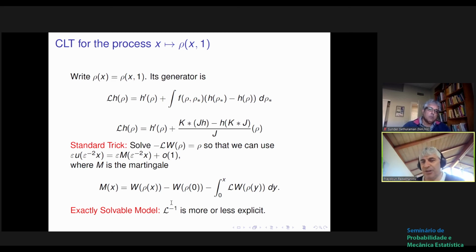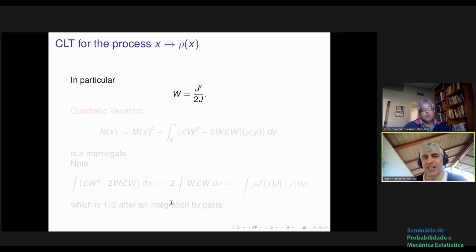Though you have to invert certain things. Since K and J are rather semi-explicit, you have to take the Laplace transform to express it in terms of Airy function. Otherwise, it's not clear how to solve this, but modulo those details it is explicit. And guess what? The solution actually can be expressed as J prime divided by 2 times J.